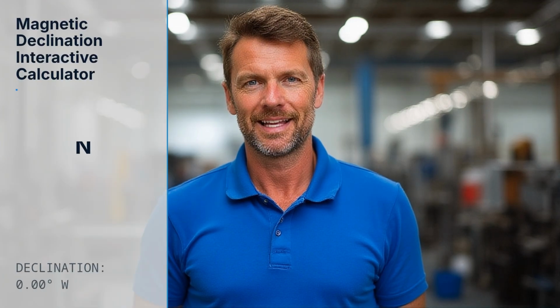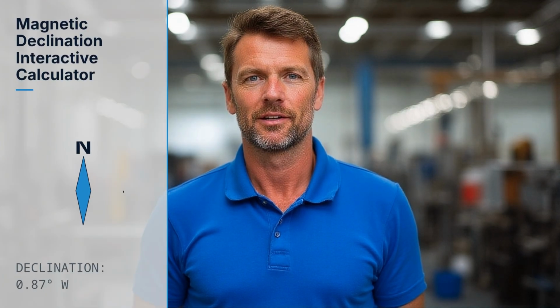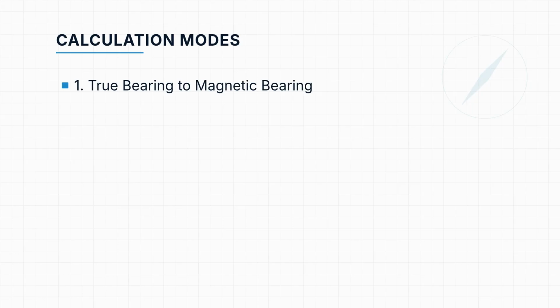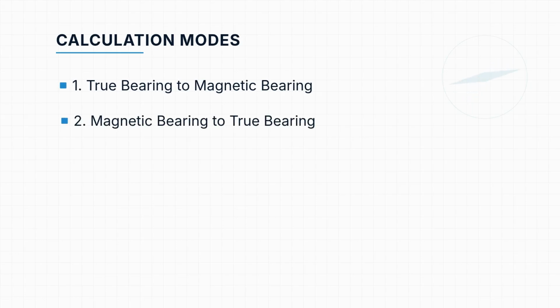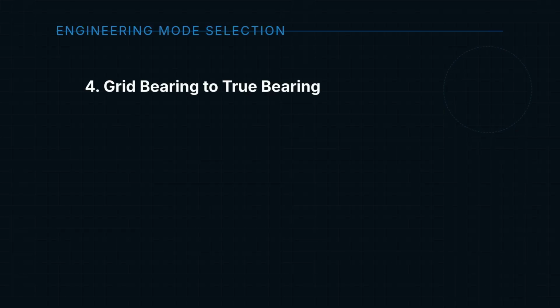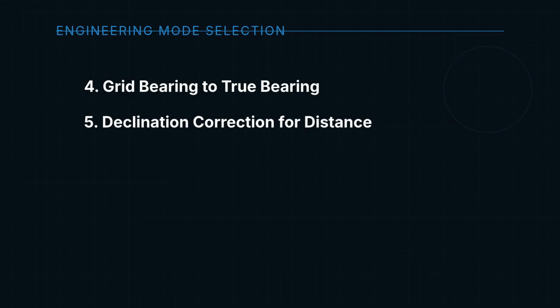Today we're using the Magnetic Declination Interactive Calculator, which converts between true and magnetic bearings for accurate navigation. This calculator has 5 calculation modes available in the drop-down menu: true bearing to magnetic bearing to true bearing, project future declination, grid bearing to true bearing, and declination correction for distance.